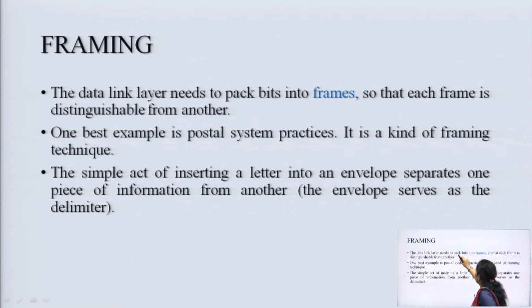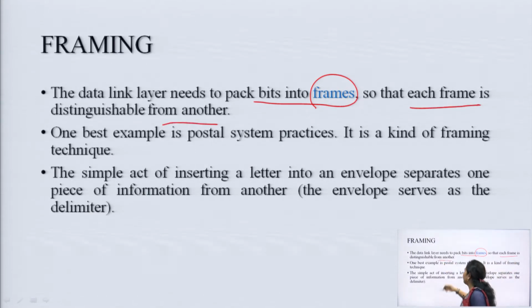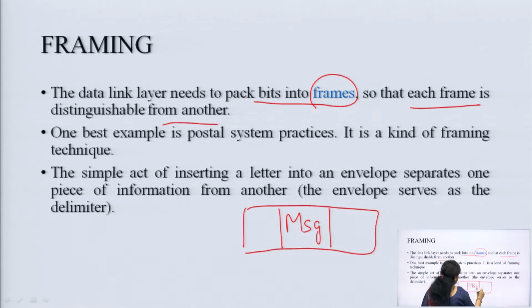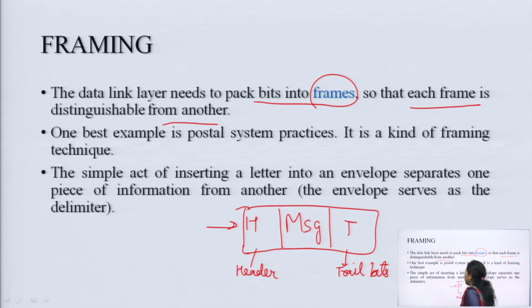The data link layer needs to pack the bits into frames, so that each frame is distinguishable from another. What do we mean by a frame? Whenever your original message data is headed by a header and ended by trail bits, this is known as the header and this is known as the trail bits. Whenever this form of packet is formed, it is known as a frame.